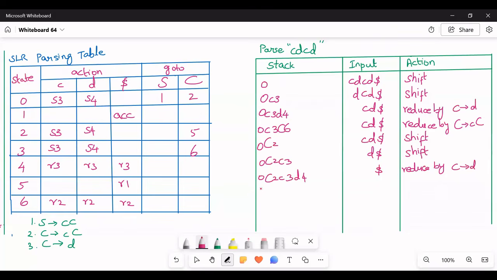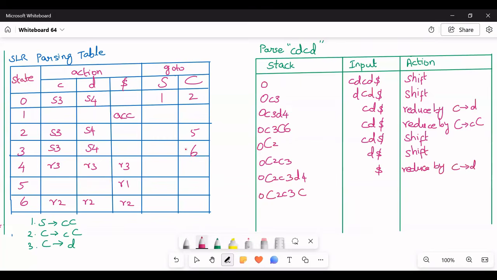So reduce action means we have to calculate the length of the right hand side. It's 1 multiplied by 2, so 2. Pop 2 symbols from the stack. So 0, C, 2, small letter c, 3. These 2 symbols must be popped. Then we need to write capital letter C as well as 3, 3C.